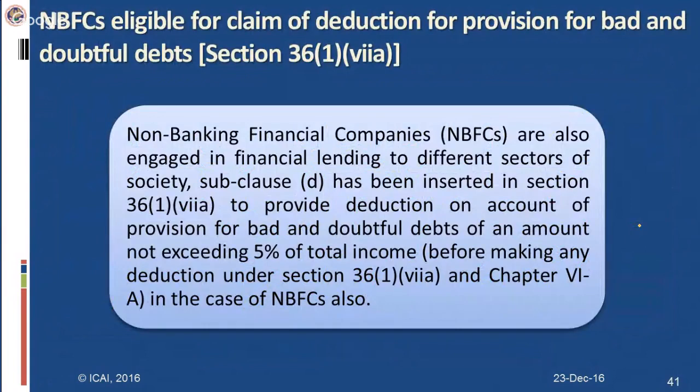Yet another deduction is under 36(1)(7)(a), that is for provision for bad and doubtful debts. This deduction is allowable only in respect of certain assessees. It's allowable in respect of banks. Banks are permitted to create a provision. There is a restriction in every case.